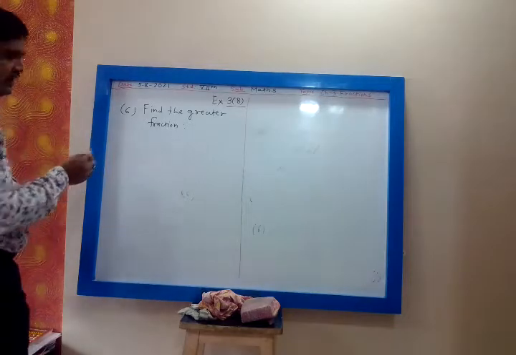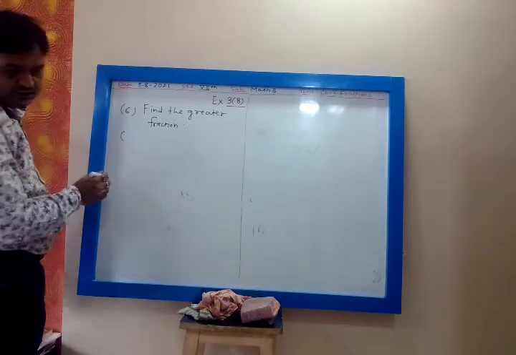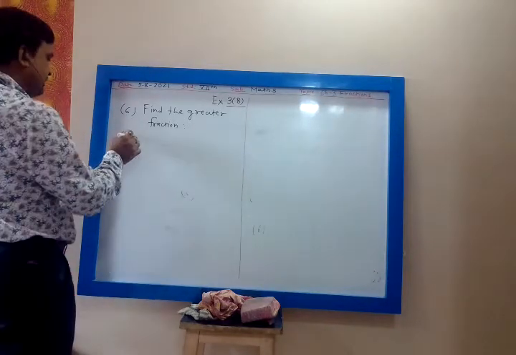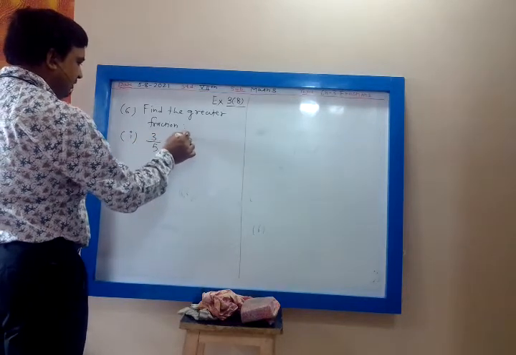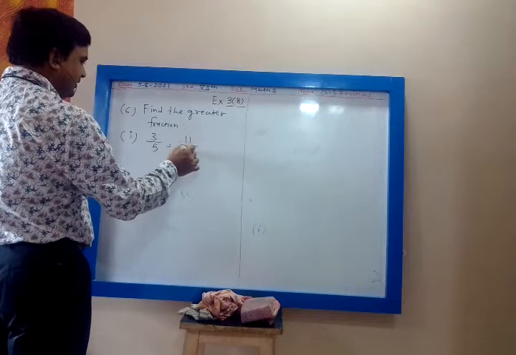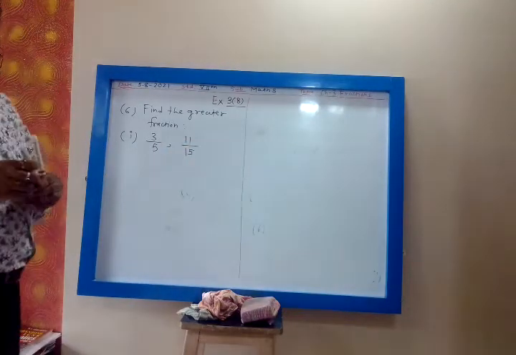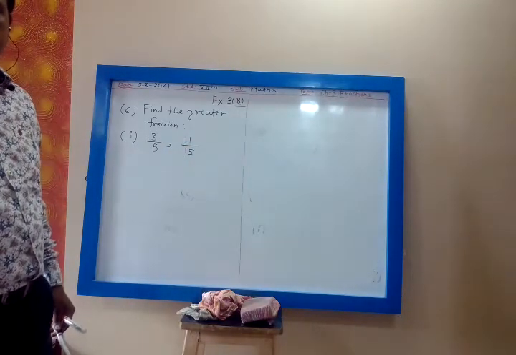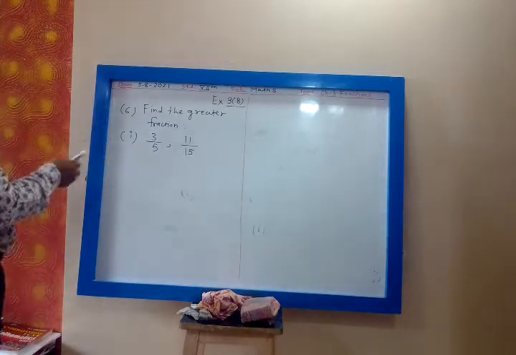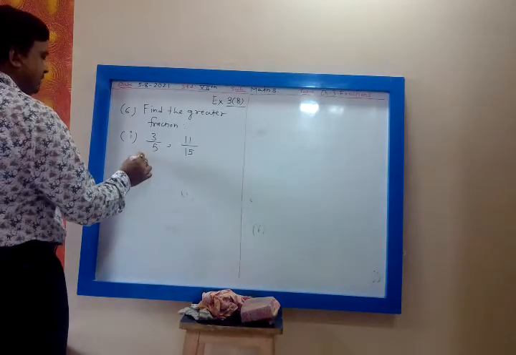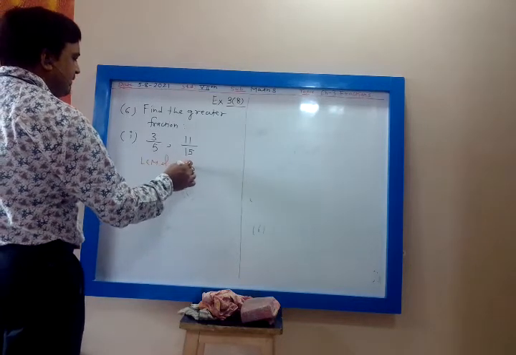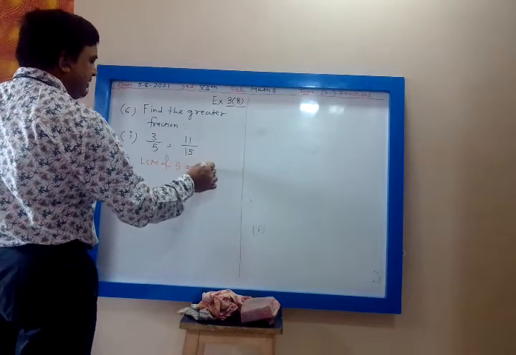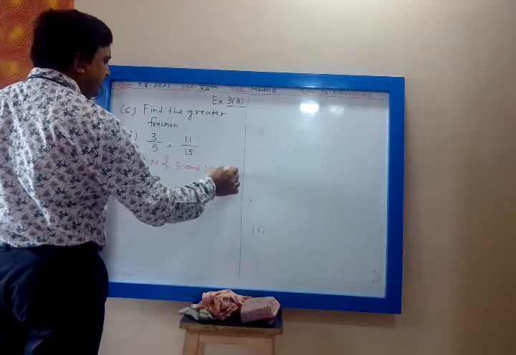First, 3 upon 5 and 11 upon 15. Which one is greater? You have to make denominators equal. So what is the LCM of 5 and 15? The LCM of 5 and 15 is 15.